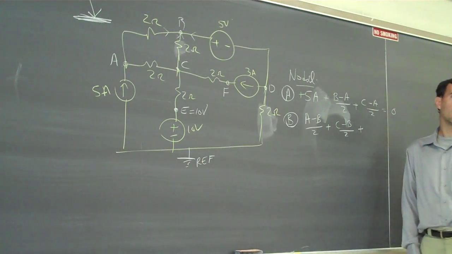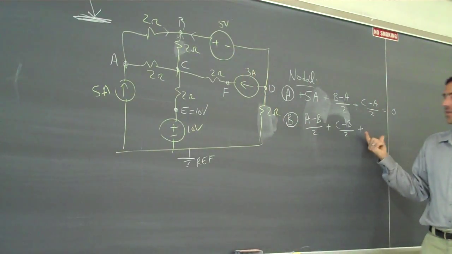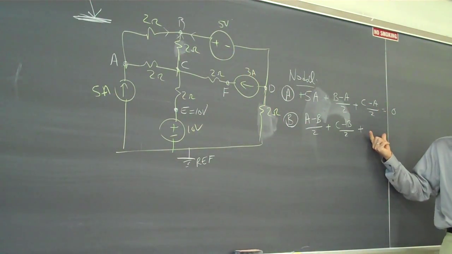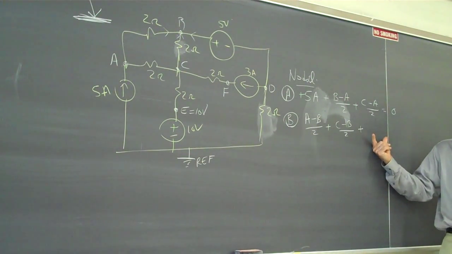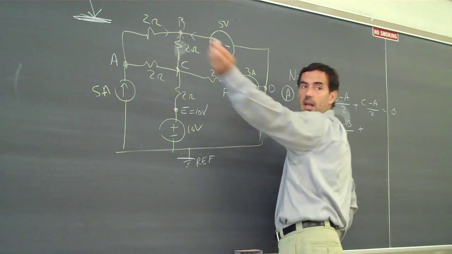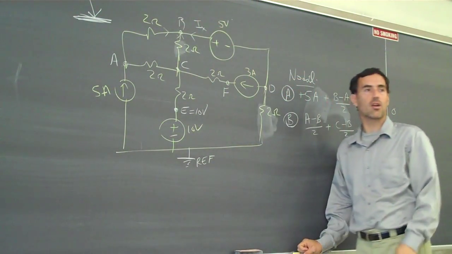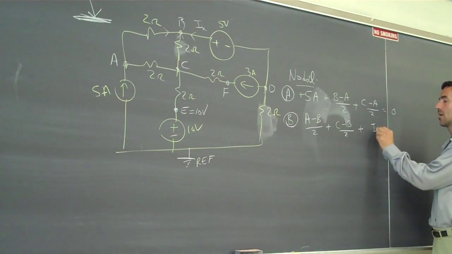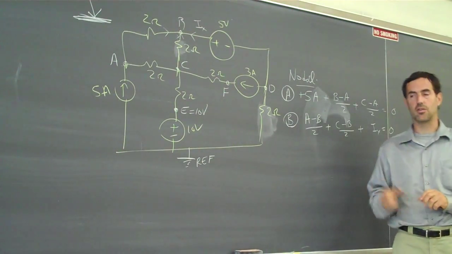plus, I can't do 5 volts. What you actually can't do is write, well, I don't have a current, so I'll just put in a voltage instead. That's the biggest no-no. Label that current. Label that IX. So let's give that current some name. Call it IX. And then just stick that into your equation.